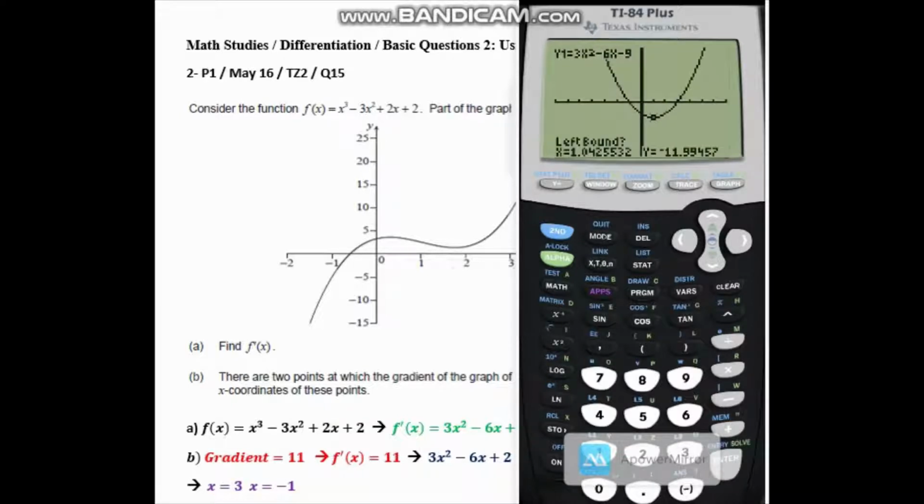Now I know that roughly the first 0 is somewhere right there, right? So in order to find the exact value, I need to give the calculator a left bound and a right bound. So the left bound is any point to the left of my point. So there. The right bound is any point to the right of my point. So somewhere here. Finally, I need to give the calculator a guess as to where my point is, and I shall guess that it is right there.